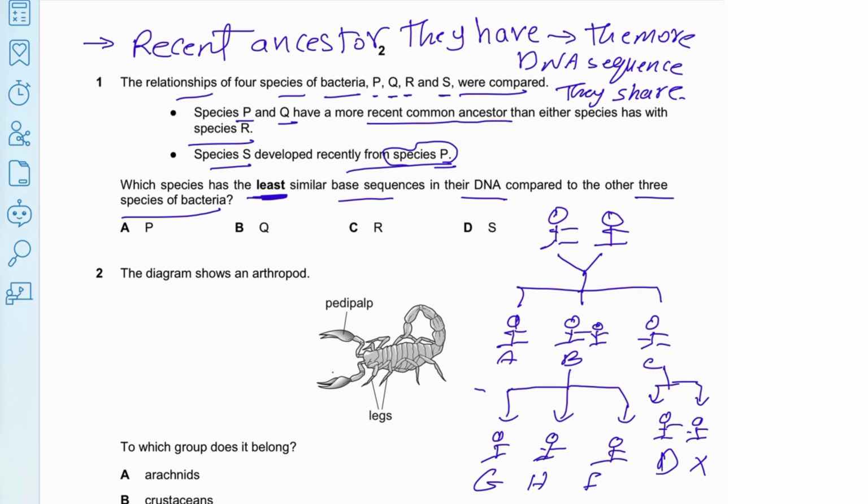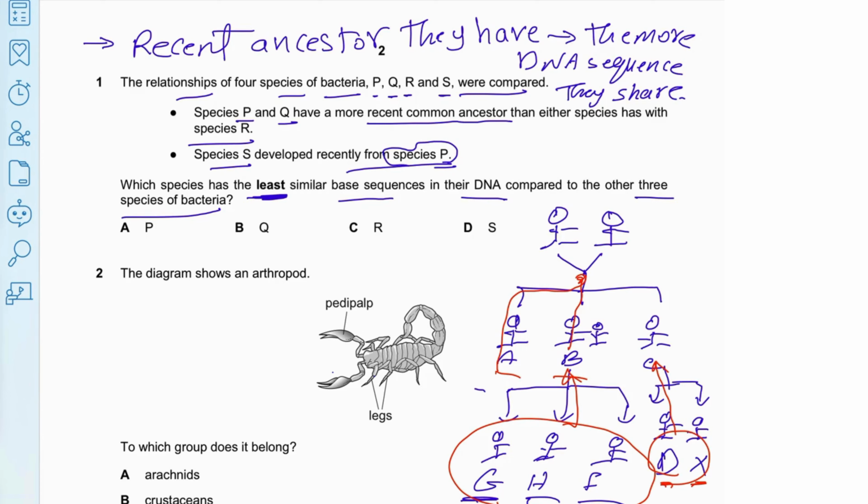If I'm asking which ones have the most similar DNA sequence, for example, compared with G, you can tell me H, you can tell me F, because all of them came from a recent ancestor, which is B. If I'm comparing D, you can tell me who's the most similar DNA sequence with it. You can tell me X. Why? Because they share common ancestor C. What about A and B? You can tell me the first parent in the original. Do you get the idea?